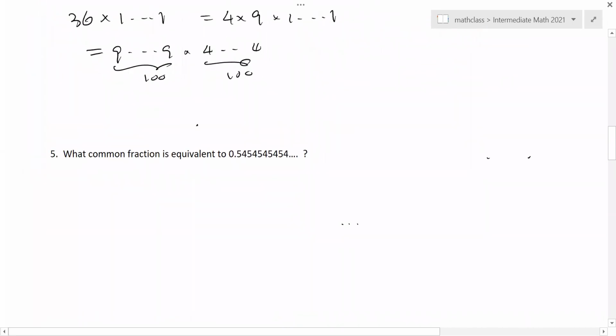What is the common fraction equivalent to this? In mathematics, it is written in the form 0.54 with a bar on the top. It's called repeating. It equals 54 over 99, which also equals 6 over 11. Some of you know that if I have 2 digits repeating, then this is going to be 54 over 99. After you simplify, this is 6 times 9 over 11 times 9, so it is 6 over 11.